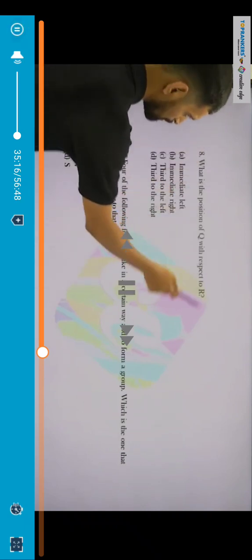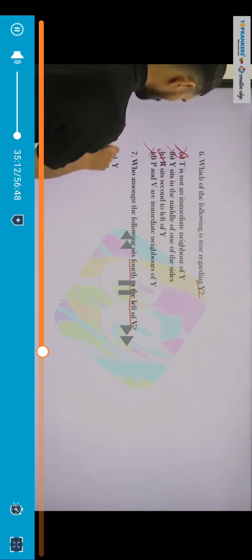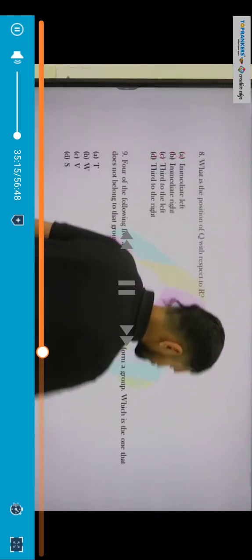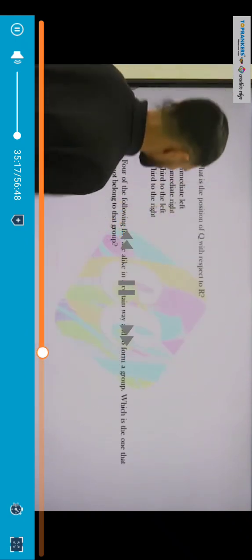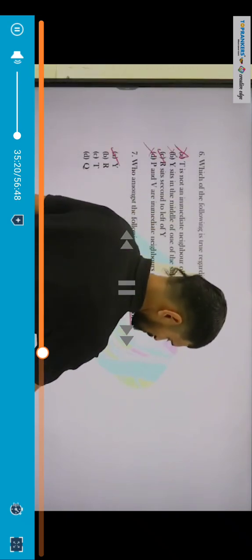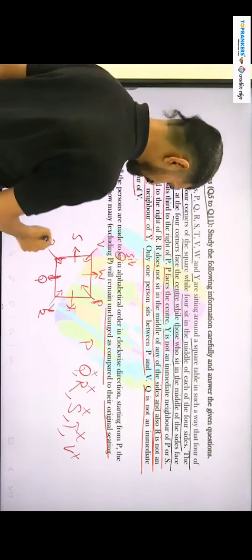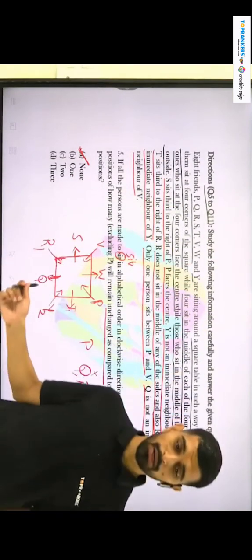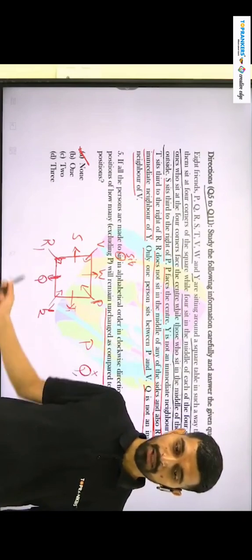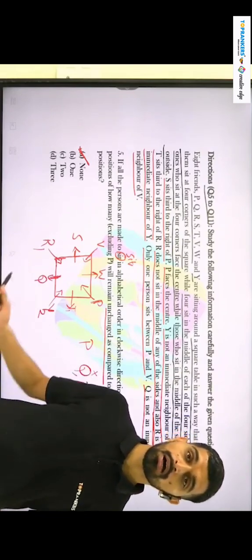What is the position of Q with respect to R? Q with respect to R, going anti-clockwise is immediate, going right, and it is just neighbor. So Q का position is immediate right. Q with respect to R, sorry. Q with respect to R, immediate right. So immediate right is option B.